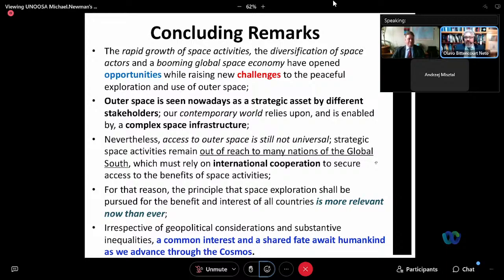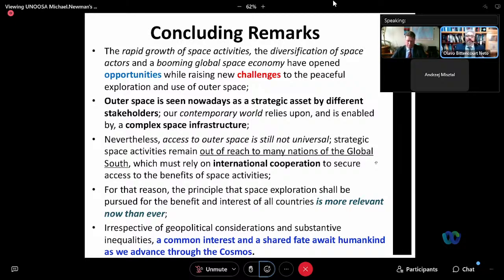Ladies and gentlemen, dear colleagues, please allow me just to mention and conclude my brief presentation with some general remarks. First of all, the rapid growth of space activities, the diversification of space sectors, and a booming space economy have opened opportunities while raising new challenges to the peaceful exploration and use of outer space. And outer space is seen nowadays as a strategic asset by different space stakeholders. Our contemporary world relies upon and is enabled by a complex space infrastructure.